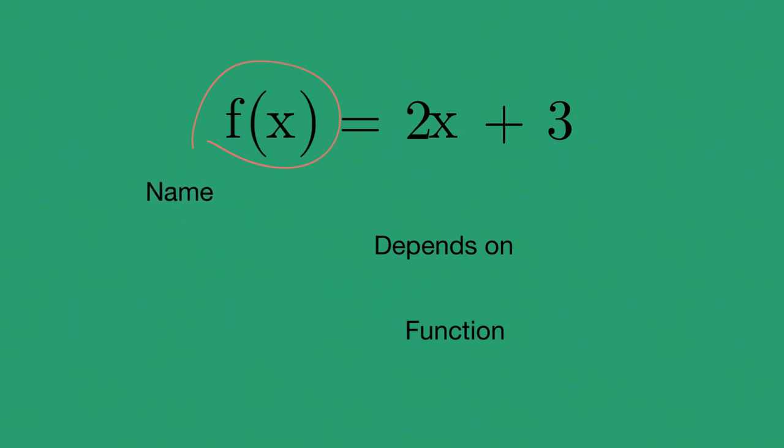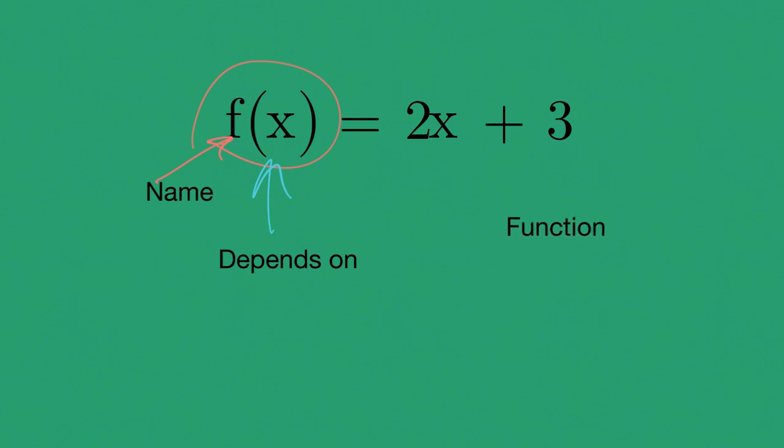Okay? So the name of the function is f. That's what that f is. The f is just a name. Okay? The x is what the function depends on. Okay? So the name of the function is f. The x is telling you what the function depends on. This function depends on whatever you put in here for x. Okay?